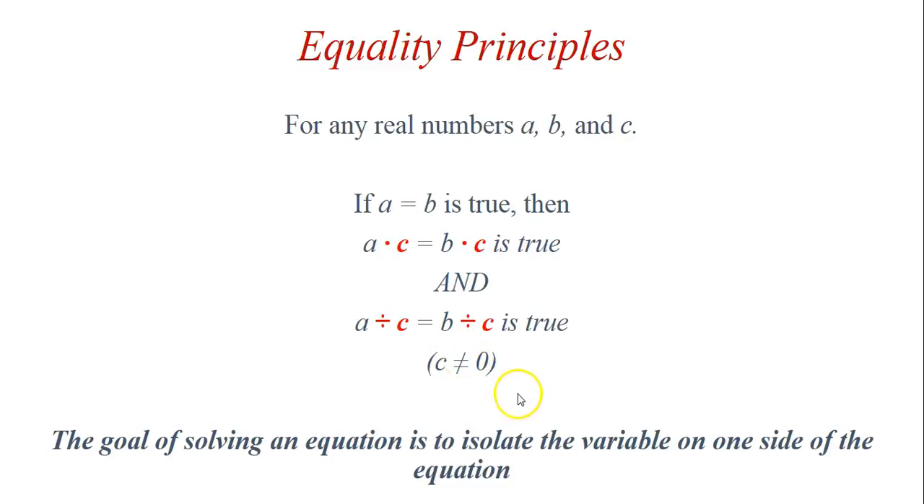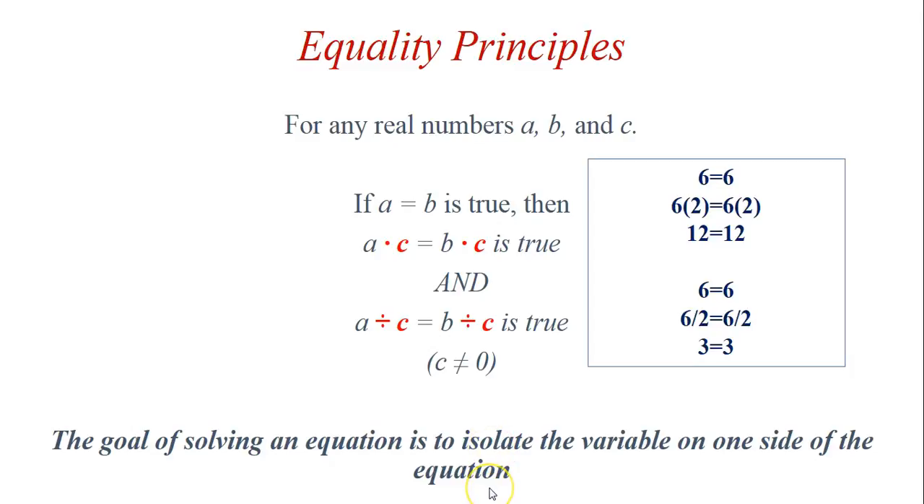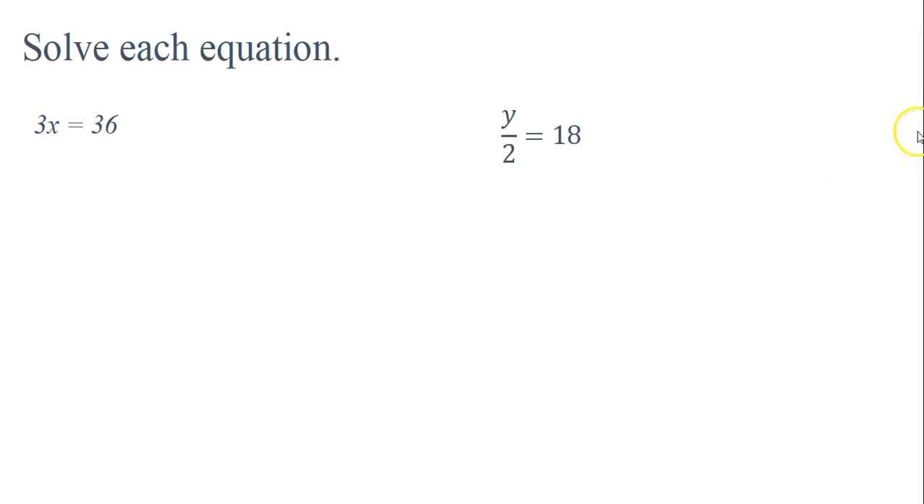Why is this all important? Because the goal of solving an equation is to isolate the variable on one side of the equation. And we can do that by multiplying and dividing on both sides of the equal sign. And over here on the right side, you can see that I gave you an example of where the multiplication equality principle and the division equality principle happen. Solve each equation. We have a couple examples to do here.